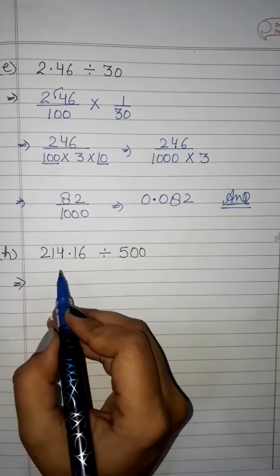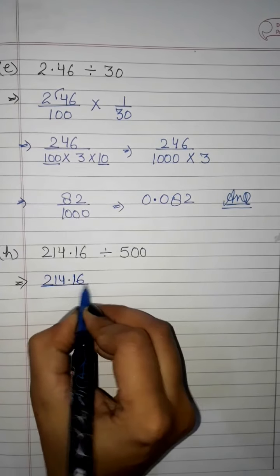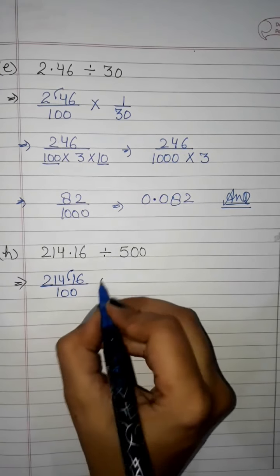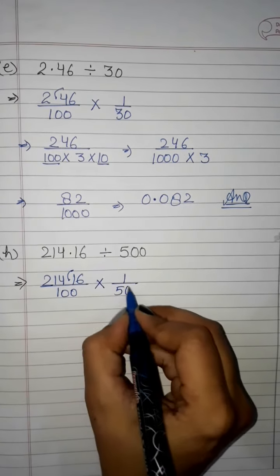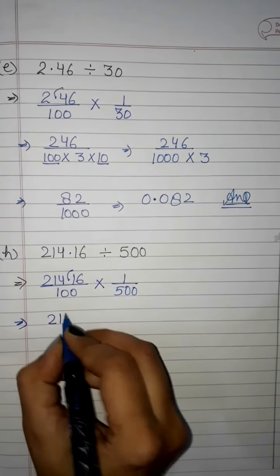Now see this H part. Copy down this number, the dividend, and remove the decimal. You get 100. Now reciprocate this, 1 upon 500. Now what is the next step? To expand this number.